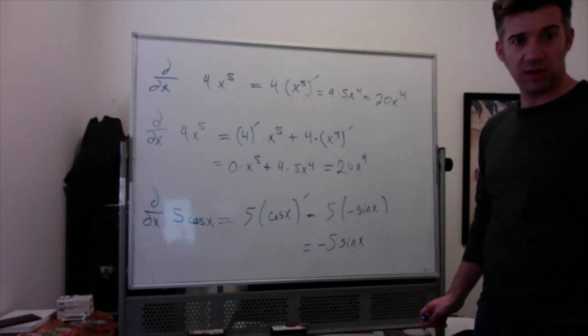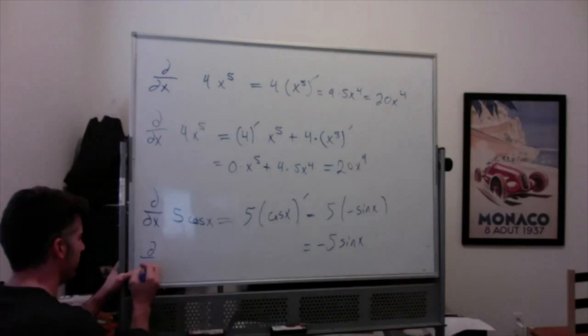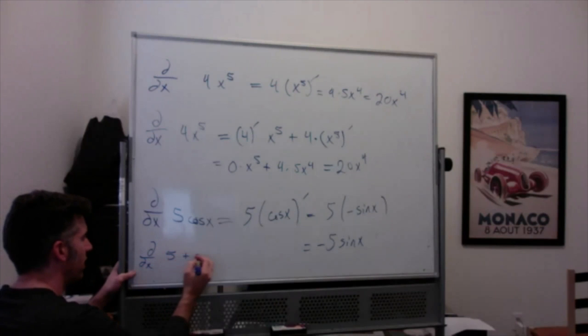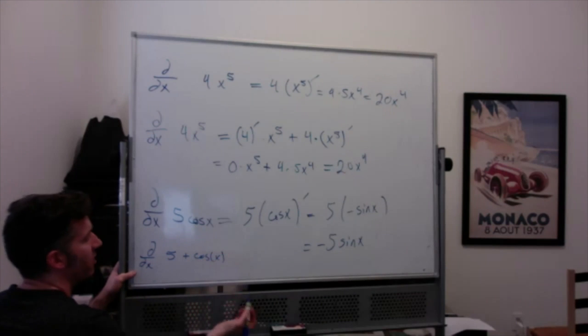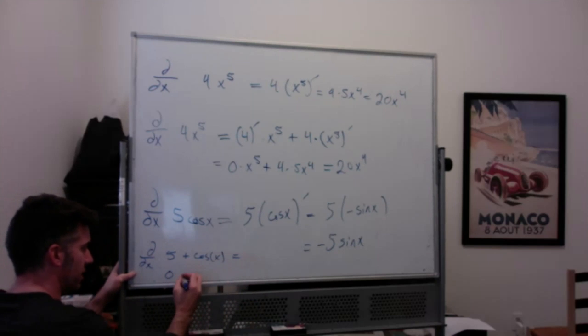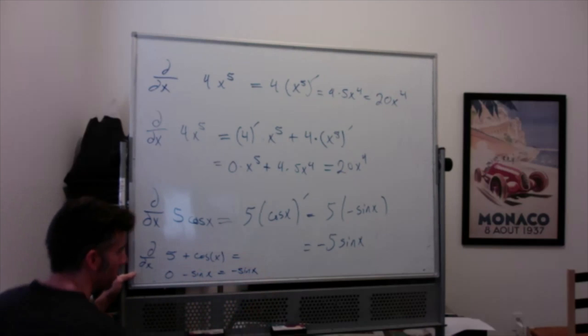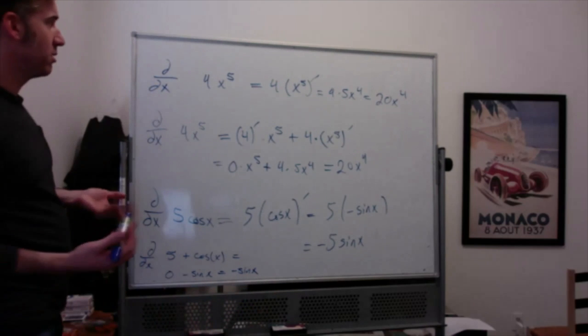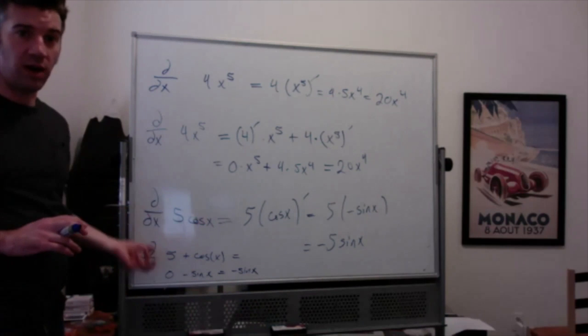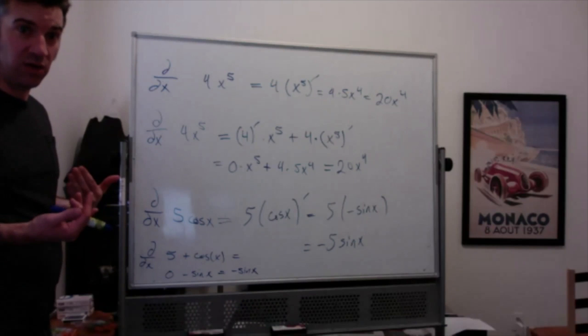But we want to be absolutely clear, right? Whereas on the other hand, if someone said, what's the derivative of 5 plus cosine of x, then the derivative of 5 is 0, and the derivative of cosine is negative sine of x, which is just negative sine of x. So I want to be very emphatic. Constants that are not multiplied by any variables, their derivative is 0.